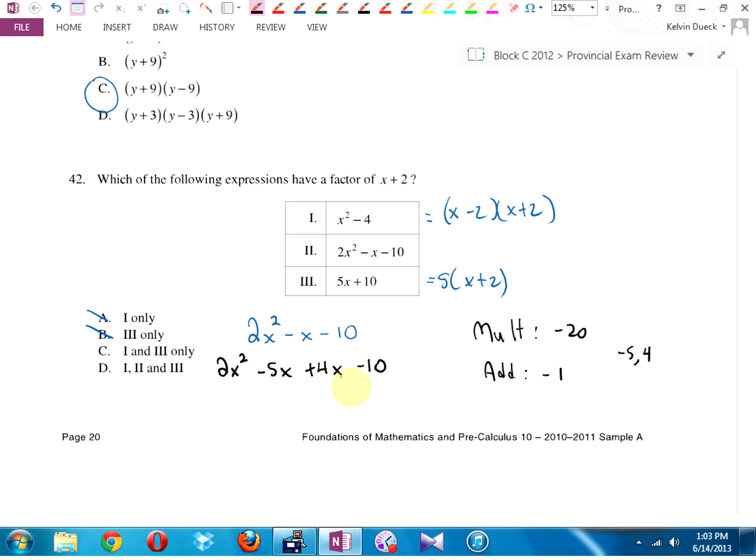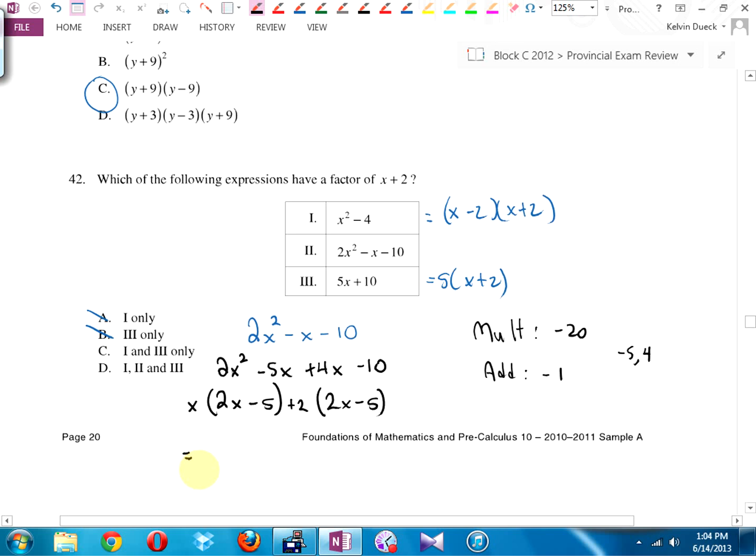What did we do? We covered up the last two terms in our head. GCF out of the first two terms. And we get a 2x minus 5 left behind. Cover up the first two terms in our heads. GCF out of the last two terms. Positive 2, and I get a 2x minus 5.